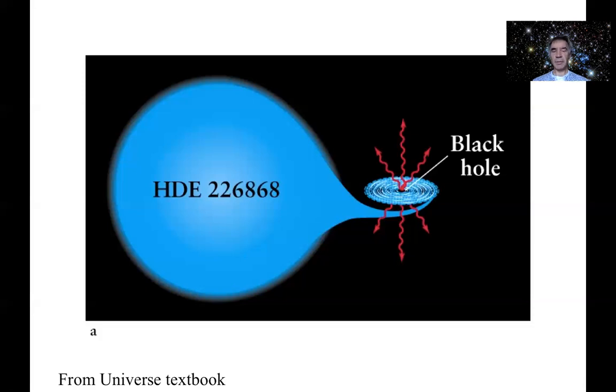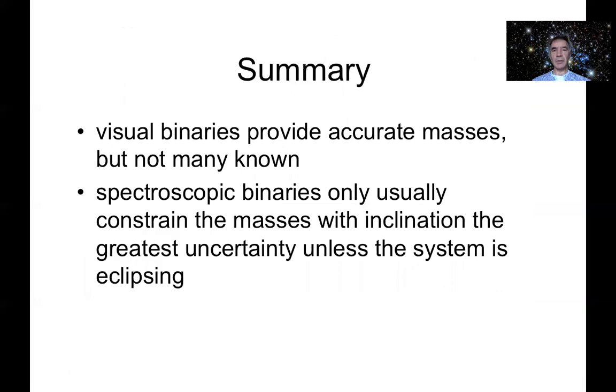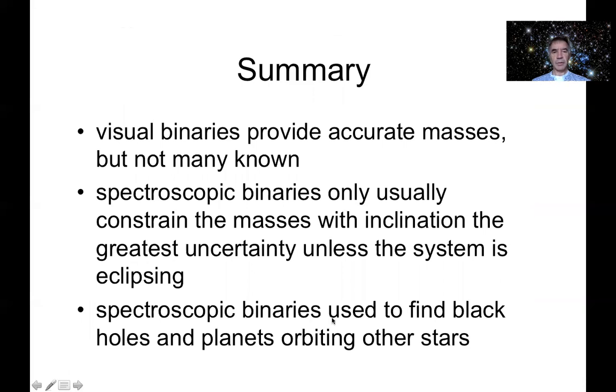There are quite a few black hole systems like that, where you actually do know the inclination because it's eclipsing. So in that case, you have really good measurements. So the spectroscopic binaries are used to find and prove that black holes exist. That's not part of this course, but the Planets in Search for Life course will discuss this as well next semester.